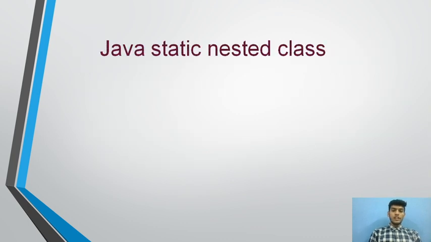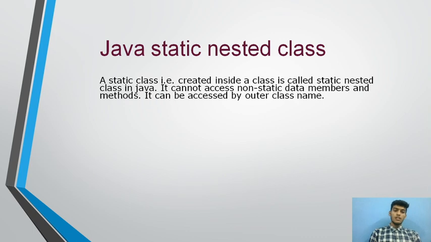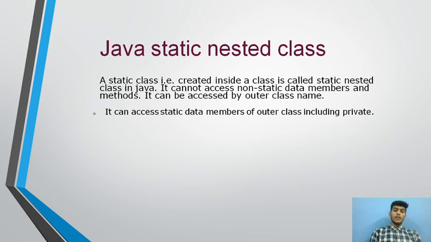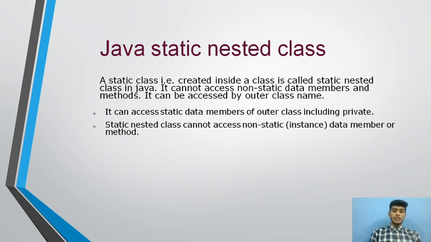Now, what is a Java static nested class? As we have discussed nested classes, now this is the Java static nested class. A static class that is created inside a class is called a static nested class in Java. It cannot access non-static data members and methods. It can be accessed by the outer class name. It can access static data members of the outer class, including private. Static nested classes cannot access the non-static data member or method.